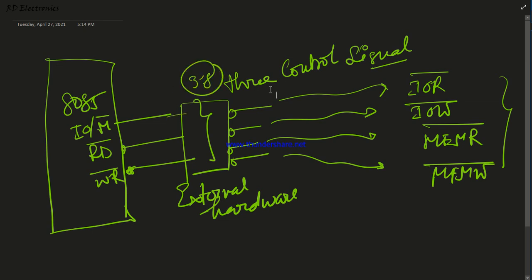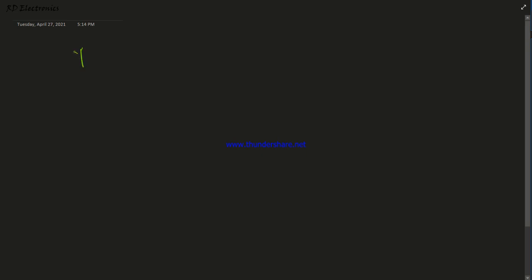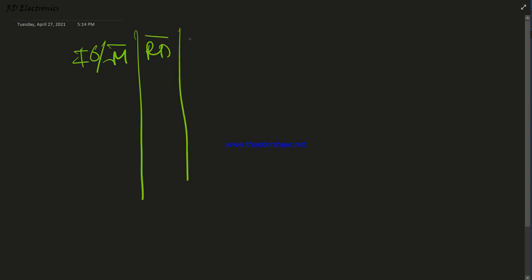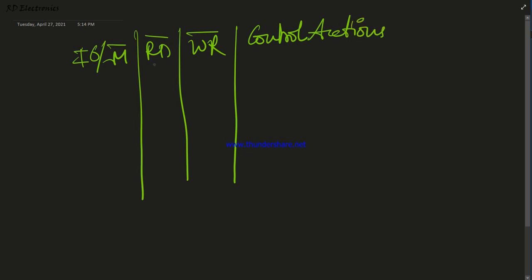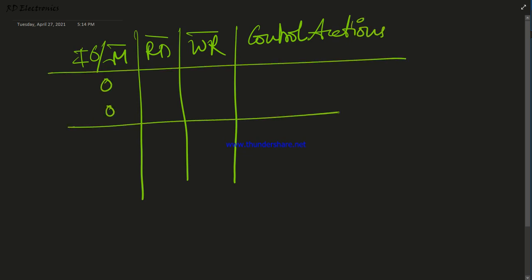But how will the decoder be controlled? Let me make it very clear. We have 3 different control signals: one is IO/M bar, one is read bar, one is write bar, which perform control actions. First of all, with IO/M bar 0, that means a memory related operation. If we make the read bar pin active low and the write bar is high, this is called the memory read operation. And if the read bar is 1 and the write bar is 0, then this is called the memory write operation.